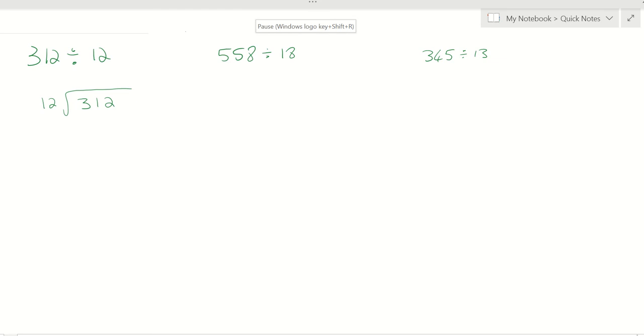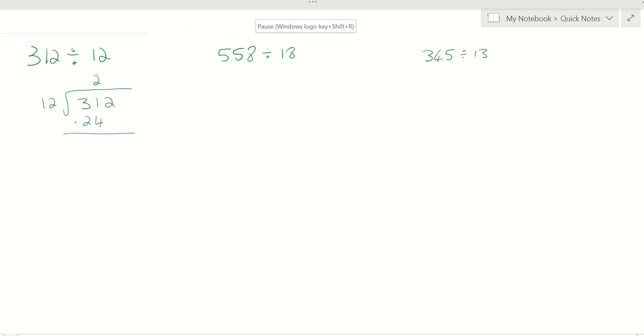No, it doesn't. Then we ask ourselves, does 12 go into 31? Yes, it does. And how many times? For this one, the answer will be twice. There are two lots of 12 in 31. So now we're going to actually see what two lots of 12 looks like. So we go 2 times 12 and we write it down here. So 2 times 12 is 24.